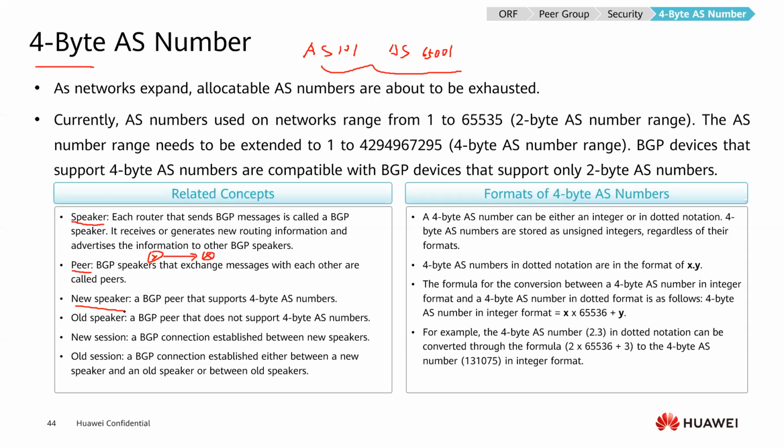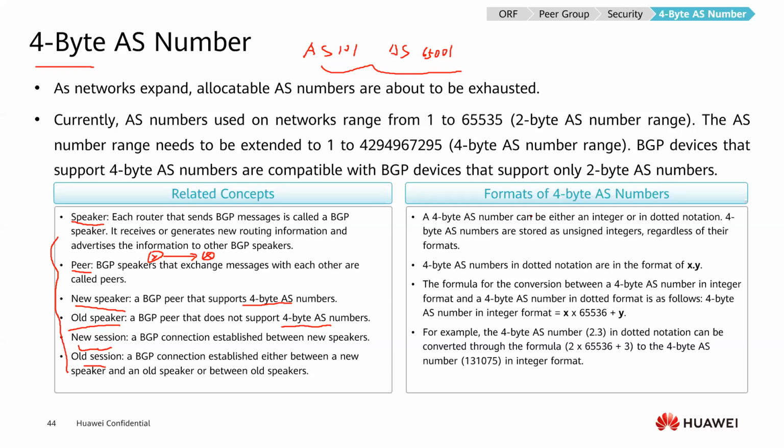And a new speaker is a BGP peer that can support the 4-byte AS number, and an old speaker is a BGP peer that can only support 2-byte, which means it cannot support the 4-byte AS number. A new session is the BGP connection established between new speakers, and an old session is the BGP connection between new and old speakers, or between old speakers. So you need to know these concepts first.